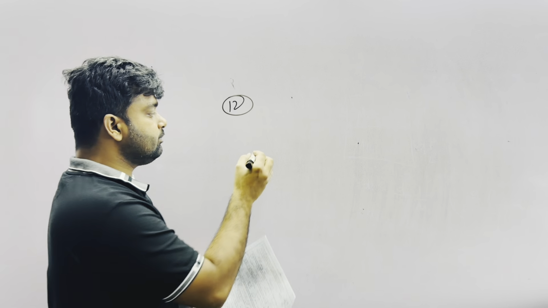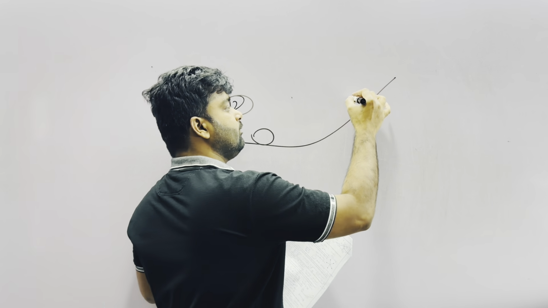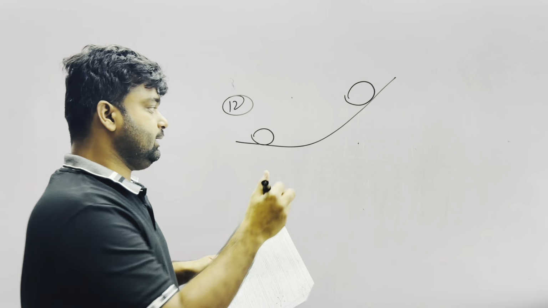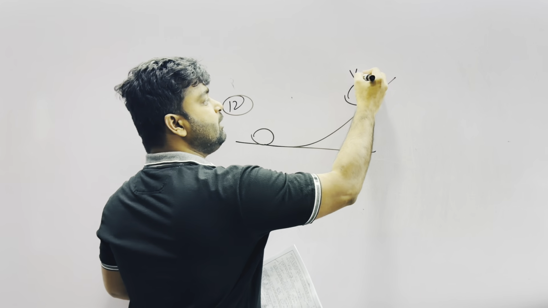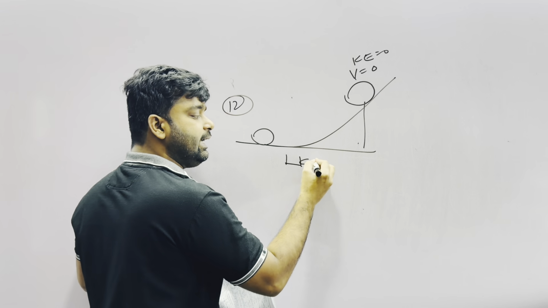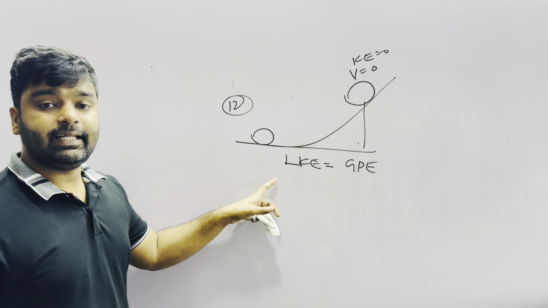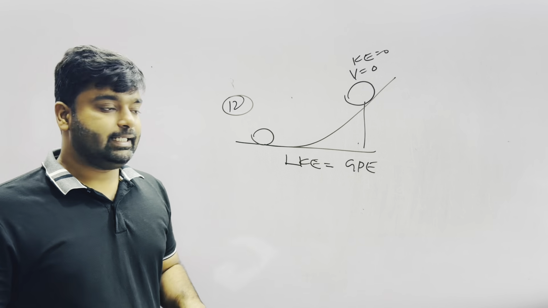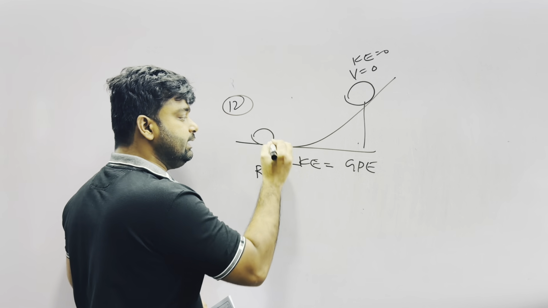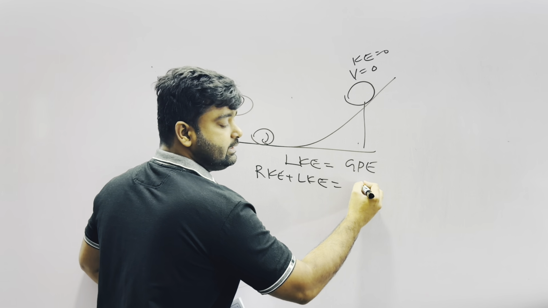Question number 12. A rim is rolling. Therefore, they are asking the maximum height. Here, at the maximum height, the velocity is 0. Therefore, all the kinetic energies are 0. Therefore, the loss of kinetic energy is converted to gain of potential energy. Here, it has two components of kinetic energy. First one is rotational kinetic energy. The other one is linear kinetic energy. Both are converted to gravitational potential energy.